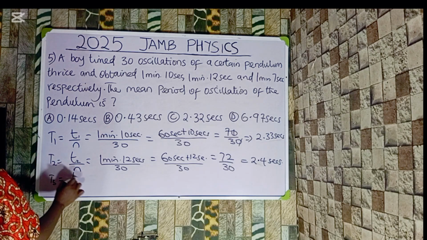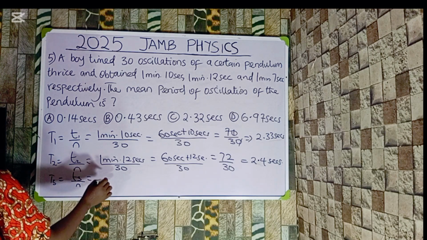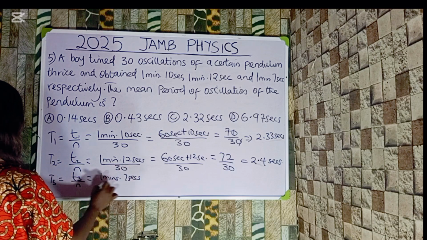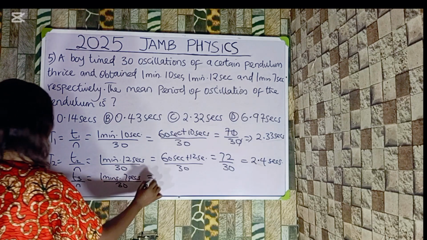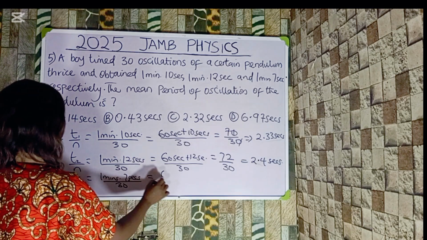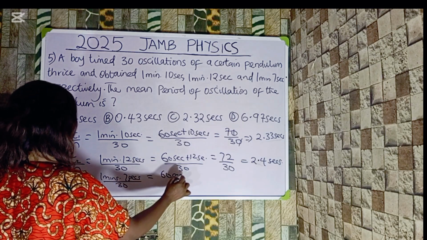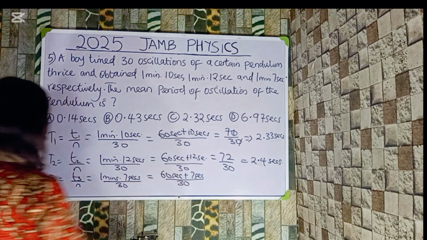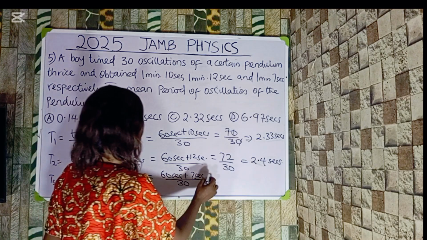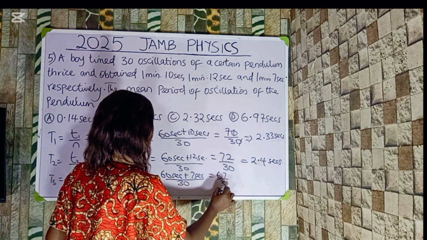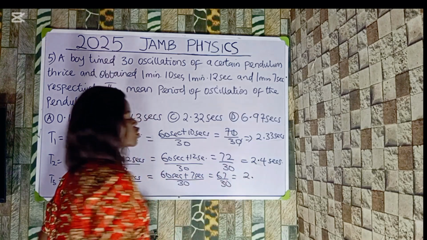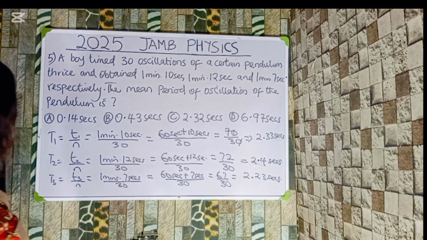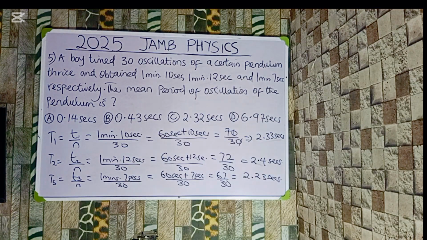Then for the third one, T3 over N, that is 1 minute 7 seconds all over 30. So what do we have? I have 60 seconds plus 7 seconds divided by 30, right? It's going to give me 67 over 30. That will give me 2.23 seconds, okay?